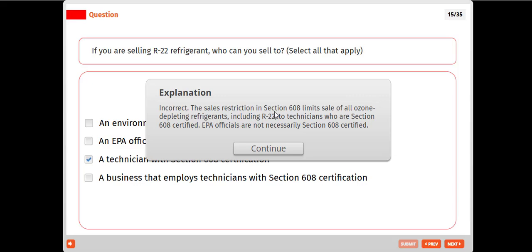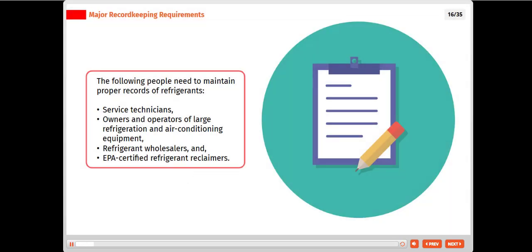The sales restriction in Section 608 limits the sale of ozone-depleting refrigerant, including R22, to technicians who are Section 608 certified. EPA officials are not necessary. The following people need to maintain proper records of refrigerants: service technicians, owners and operators of large refrigeration and air conditioning equipment, refrigerant wholesalers, and EPA-certified refrigerant reclaimers.